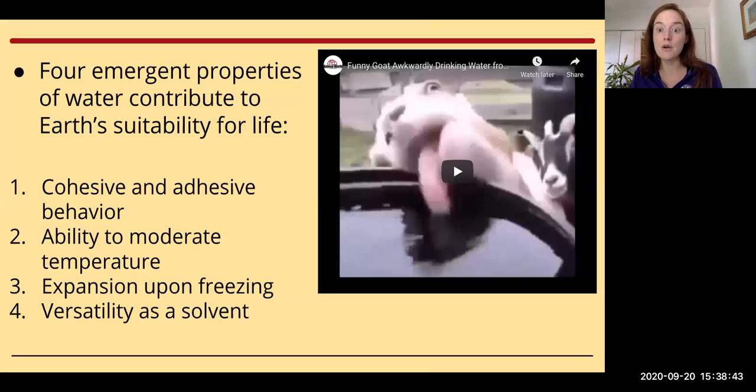All right, so here are those 4 properties that I'm going to try to sell you on that are all directly related to water's polarity. And in 3 of the 4 cases, the hydrogen bonding that emerges from that polarity. So I'm going to talk about cohesion and adhesion, temperature moderation, water's density as a solid, and then its ability to dissolve. Okay, here we go.